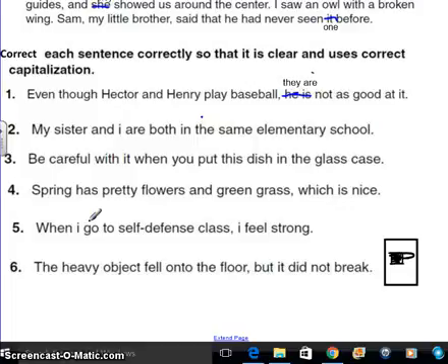Number 4, spring has pretty flowers and green grass, which is nice. Number 5, when I go to self-defense class, I feel strong. Number 6, the heavy object fell onto the floor, but it did not break.